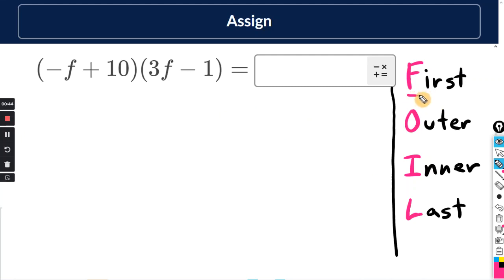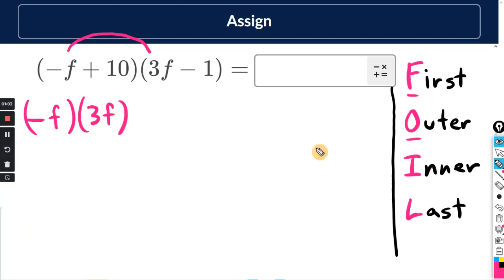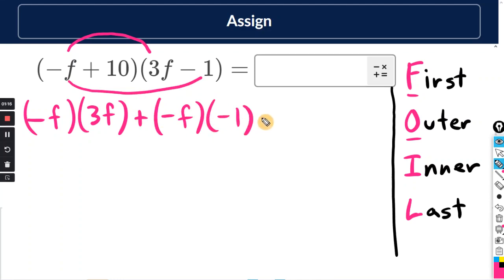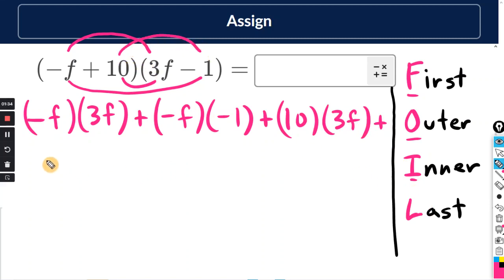So where it says first, that just means you multiply the first terms. So we have negative f times 3f. And then for the outer term, you multiply the outer terms. Negative f times negative 1. Okay, we're adding and then multiplying. And we're adding again. The inner term, you multiply the inner terms. 10 times 3f. We're adding. And then finally, the last terms, 10 times negative 1.